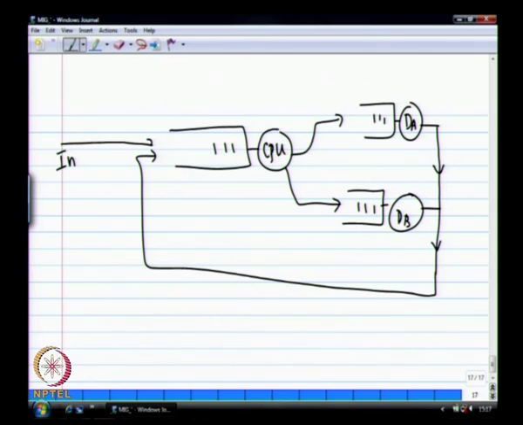And what else is missing? So I have a CPU queue, jobs arrive from outside, right? Then they can go to one of these two.